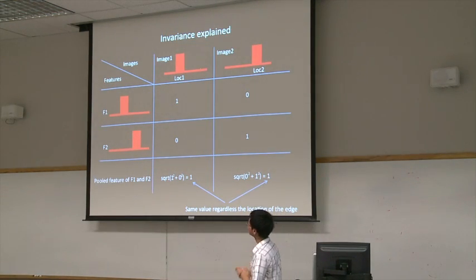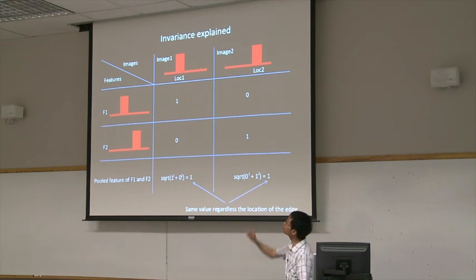Okay, so images in 2D are complicated, so I'll draw an image in 1D. Let's say I have two images, image number 1 and image number 2. Image number 1 has an edge at location 1, and image 2 has an edge at location 2. They're translated from each other.